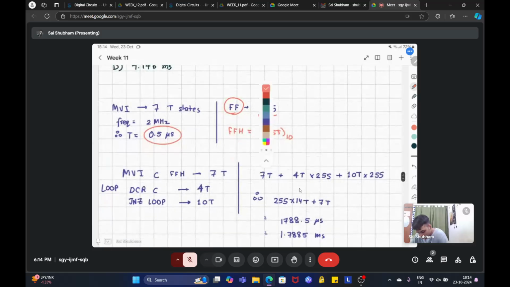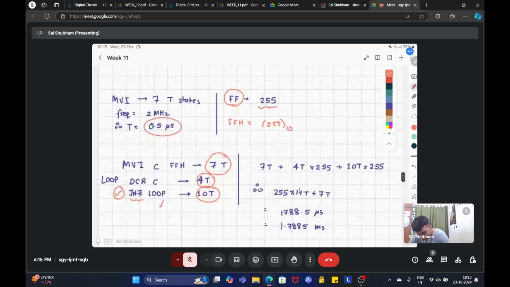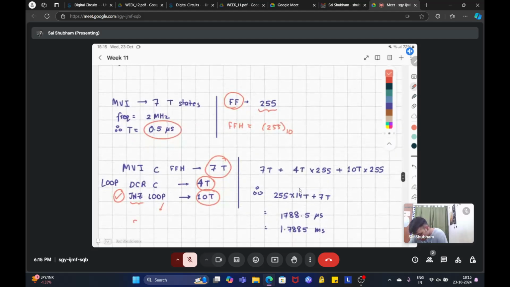Now, move immediate C will take 7 states. And there is a loop, right? In the loop, what will happen? This decrement will have 4 cycles and jump will have 10 cycles. Now, this will happen for how many iterations? It will happen for about 255 times because the contents of register C have to decrease from 255 to 0. So there are 255 iterations.